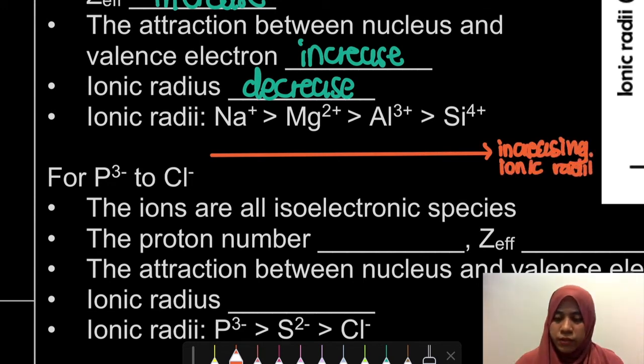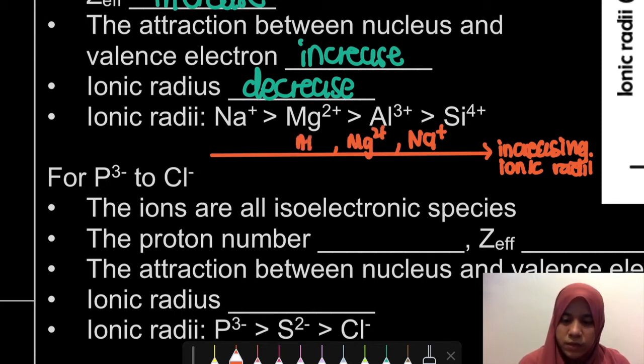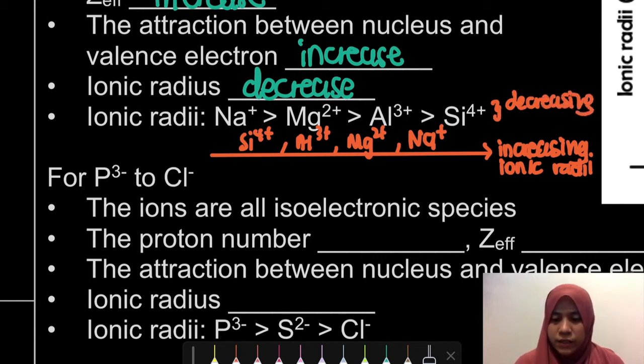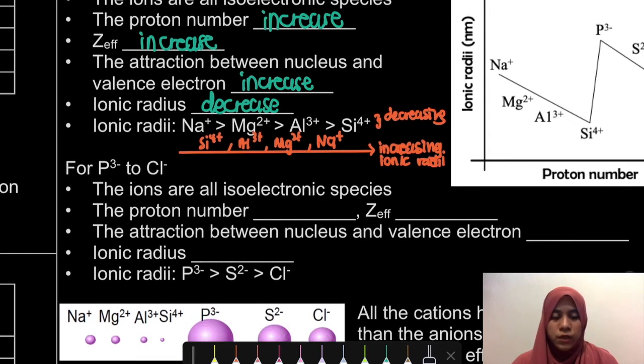Okay, this one is reversed. Increasing. So, increasing means which is the highest? The highest, the bigger atomic size is sodium. Second highest is magnesium 2+. Then aluminium 3+. And the smallest one is considered as Si4+. Here is actually increasing ionic radii. This one, the arrangement is actually decreasing, because our ionic radii get smaller and smaller. So if it is increasing, it is reversed. Okay, so that's for the case of sodium to our silicon.